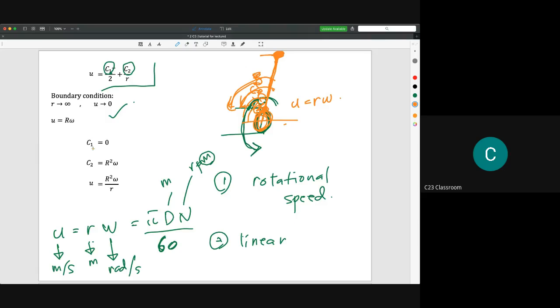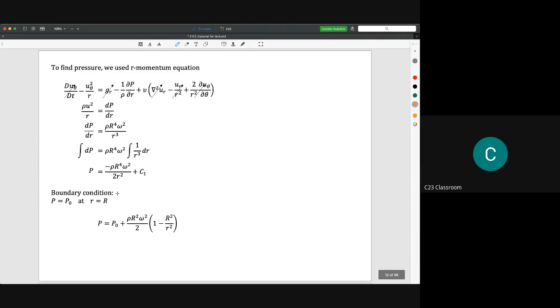Finally we have C1 equal to 0, and C2 equal to R square omega. If we substitute into the equation here, we will have u equal to R square omega over r. Then the question asks us to calculate the pressure. First, they ask you to calculate the velocity distribution, and the second is to calculate the pressure.